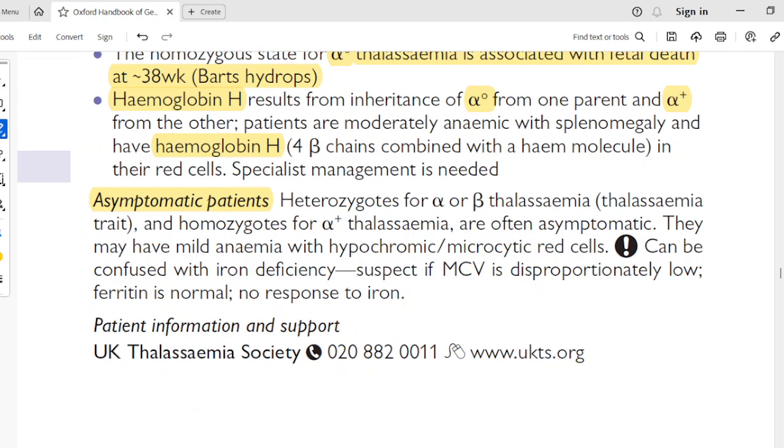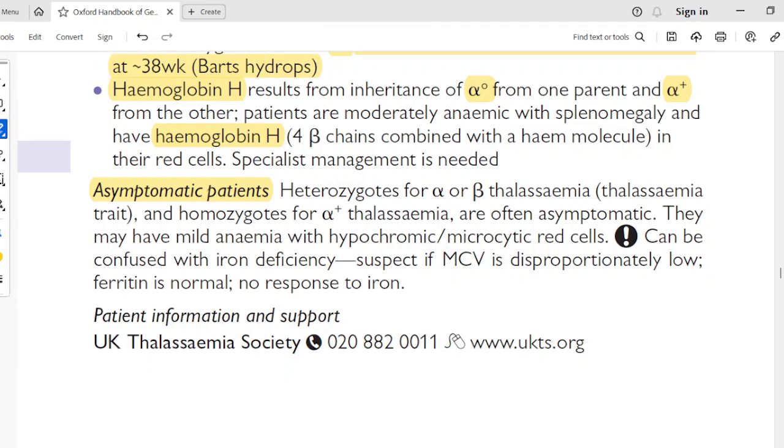Asymptomatic patients: heterozygotes for alpha or beta thalassemia trait and homozygotes for alpha plus thalassemia are often asymptomatic. They have mild anemia with hypochromic microcytic red cells, which can be confused with iron deficiency. Suspect it if MCV is disproportionately low, ferritin is normal and there is no response to iron therapy. You have to suspect it if mean corpuscular volume is low, ferritin is normal and there is no response to iron therapy.